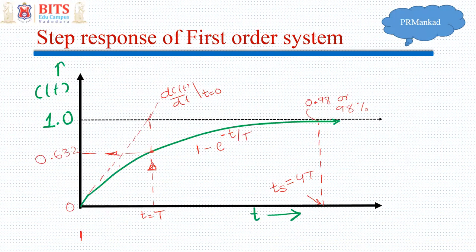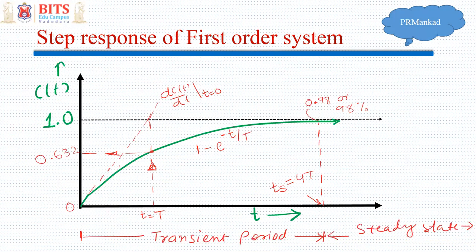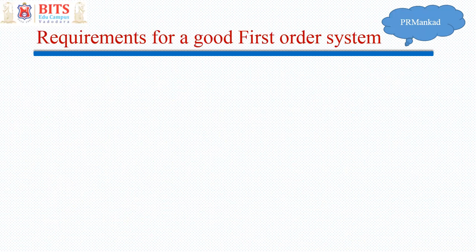Now, as we have already discussed, the first order time response has two parts: the transient period and the steady state period. The system up to the settling time is called the transient period. That is, the output is changing from t equal to 0 to t equal to Ts, which is called the transient period. And after that, the system has settled to a steady value, so it is called the steady state value, right? So this is how the time response study is done for a first order system.